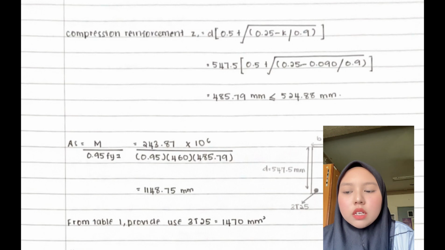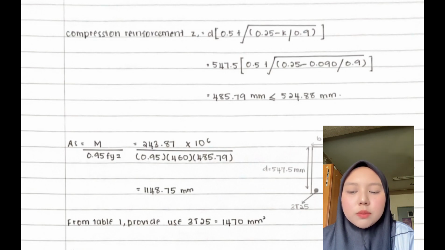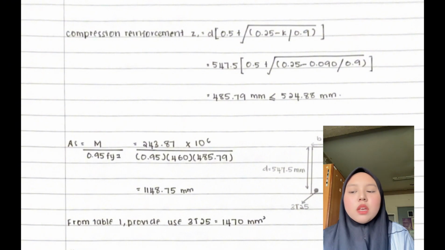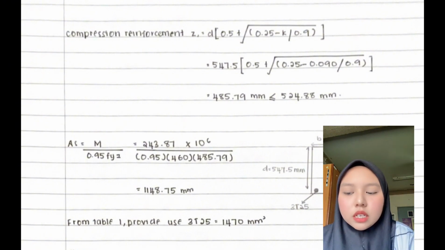So 243.87 times 10 to the power 6, divided by 0.95, divided by 460, divided by 485.79. So the answer is 1148.75 mm square. From the table, provide and use 3T25 equal to 1470 mm square.